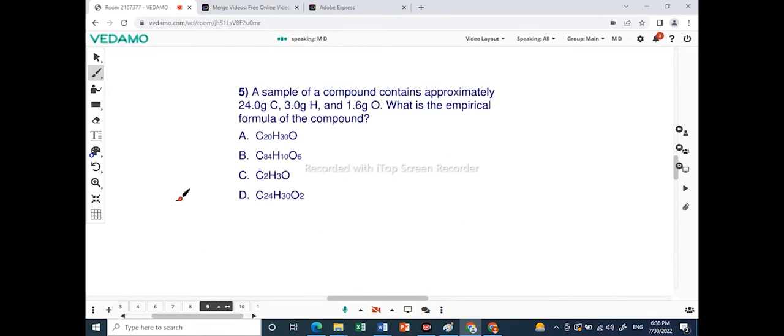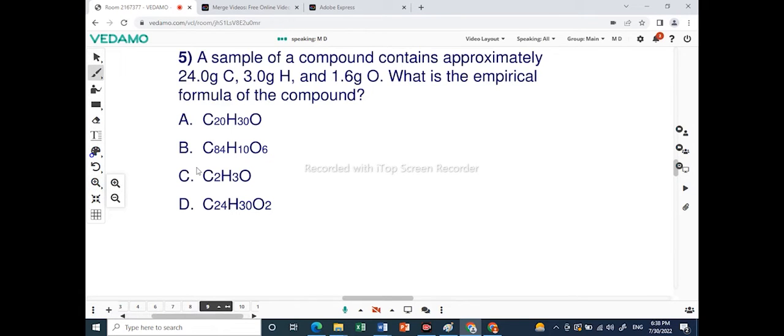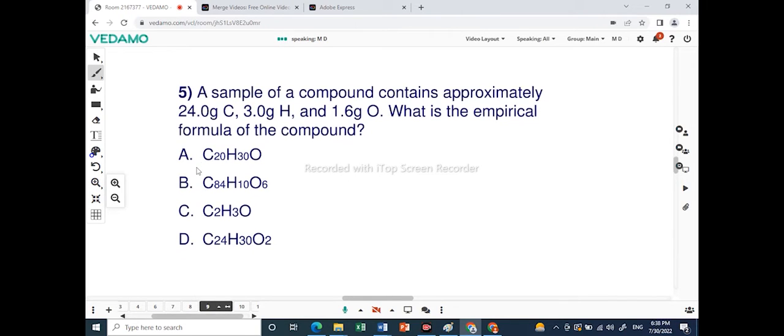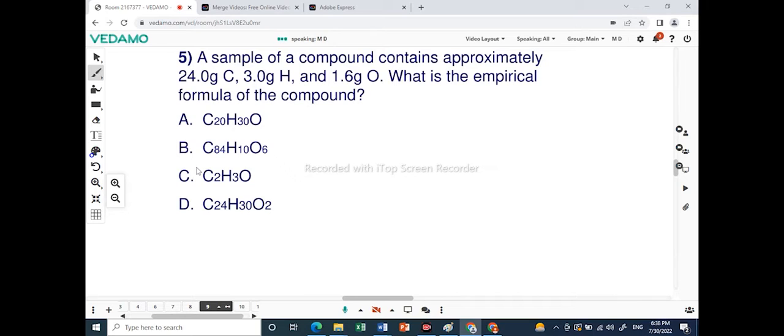I have another question here also. This is from the new questions presented in the IB past papers. A sample of a compound contains approximately 24 grams of carbon, 3 of hydrogen, and 1.6 of oxygen. What's the empirical formula? Actually, here I need to do calculations. Maybe here it will be a little bit easier.